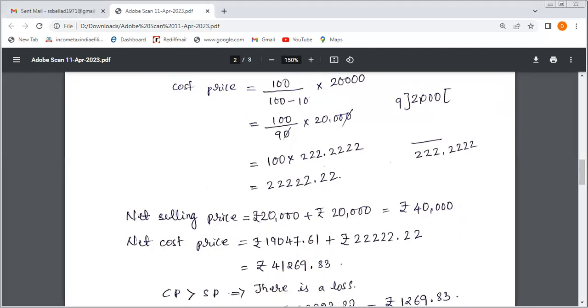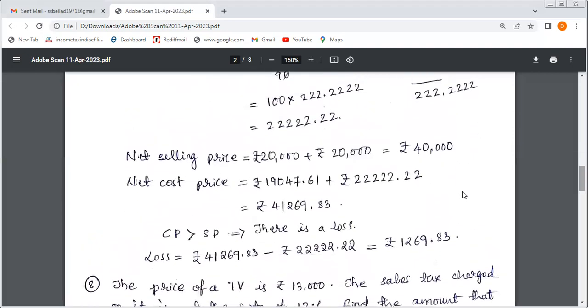So the division of 2000 by 9 gives 222.2222 like this. Into this 100 is there. So that gives 22222.22 in this way.